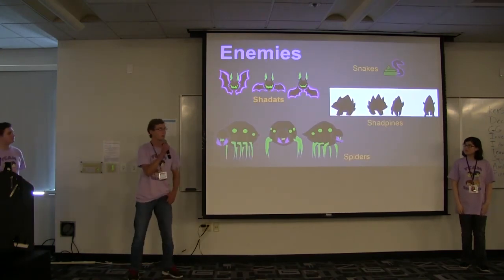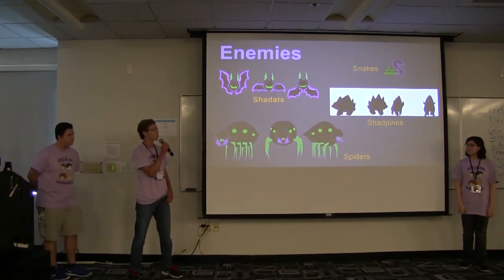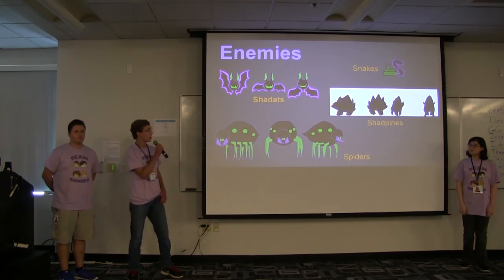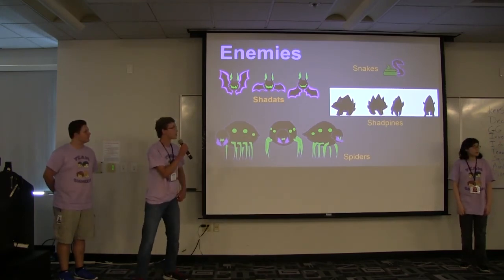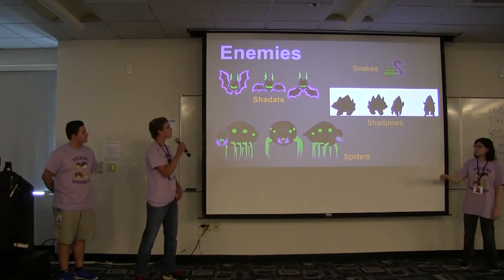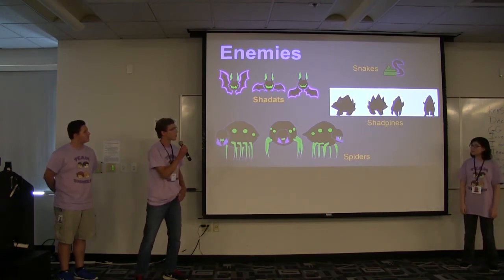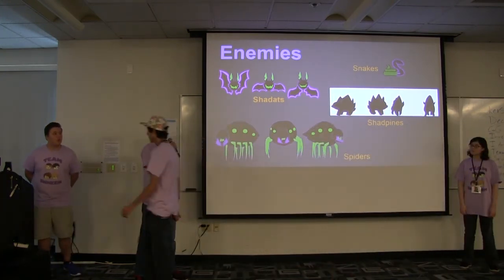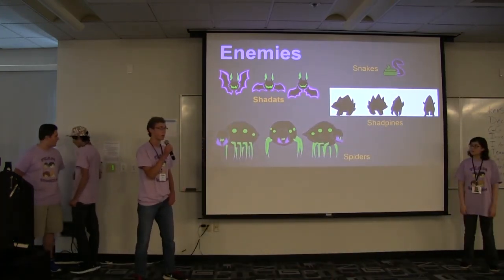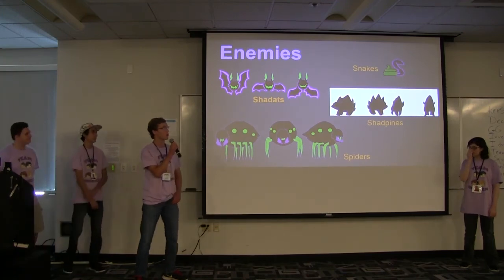All right, I'll speak a little bit about one of the problems I faced, which was writing AI for each one of these different kinds of enemies. So for Shadbats, you can see in the caverns that they followed a certain path, but if you knocked them out of the way, they would continue along the path that they were starting at.